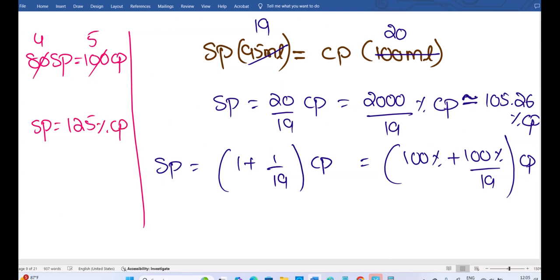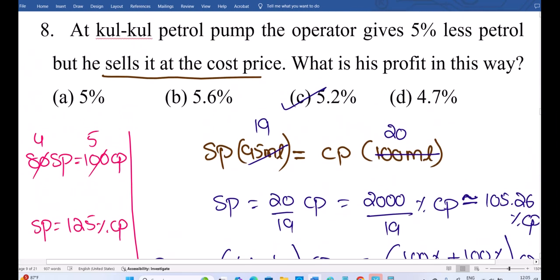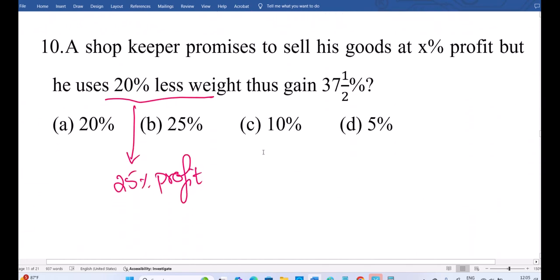That is what I am saying. This question is a continuation only. Here it is 5% less. If it is 20% less, then 80 ml CP equals SP equals 100 ml CP. Then you get 125%. 5 by 4 is nothing but 125, so 25% profit. This is the integration for that question. That question is a combination of two different questions. 20% less will give 25% profit. I hope you are understanding now.